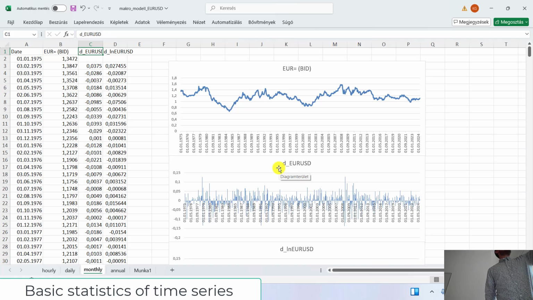And obviously, the mean will be nearly zero. Standard deviation, if we are excluding these anomalies here, will also be similar. So mean and standard deviation will not depend on sampling or time. So this is weak stationarity.